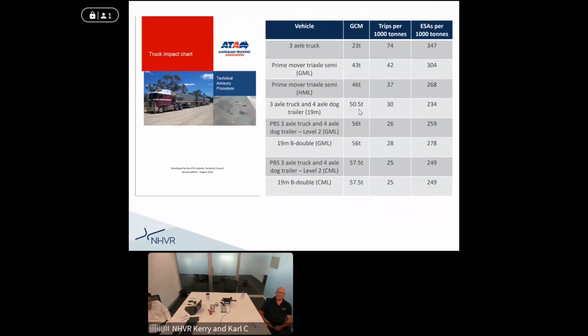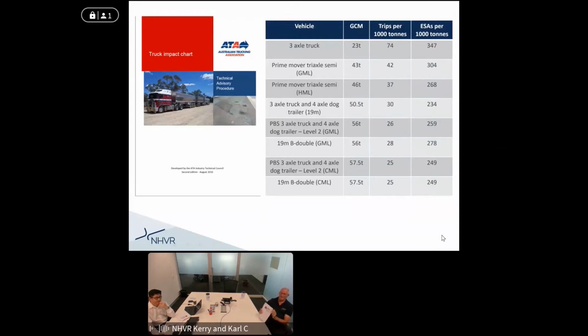If I go to level 2 GML, so I'm now running at 56 tonne, I get 26 trips, so I reduce the number of trips, but I increase the ESAs. And similarly, if I do it with a 19 metre B double, I've got 28 trips, and that's because of the higher tier mass of the B double. And my ESAs also go up because I'm doing more trips, 278 per 1,000 tonnes. If I go to the 57.5 tonne, I drop down to 25 trips per 1,000 tonnes. So I've reduced my trips, but my ESAs have increased slightly over a 50.5 tonne.